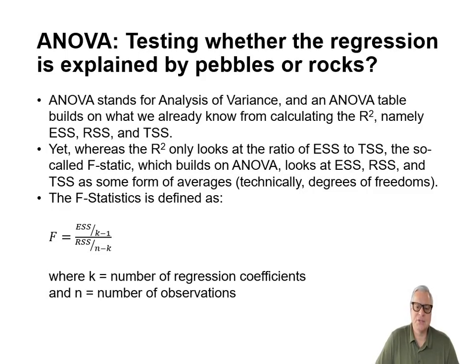And the F statistic is the explained sum of squares divided over the number of coefficients that I have minus 1. And the residual sum of squares is averaged out over the number of observations I have in my sample minus the number of coefficients. And that gives an F statistic.